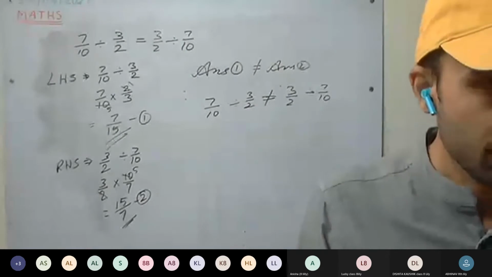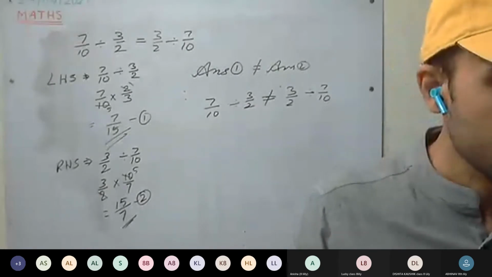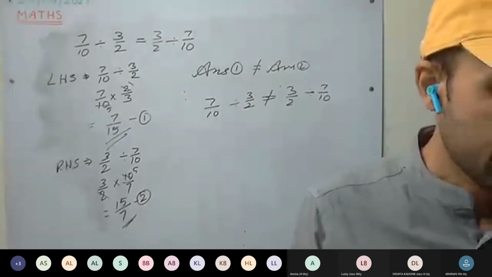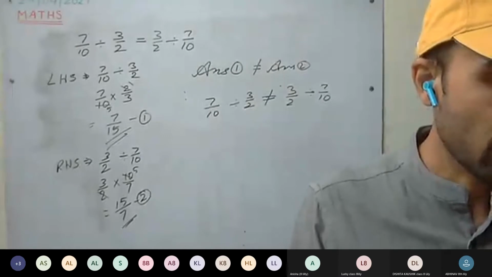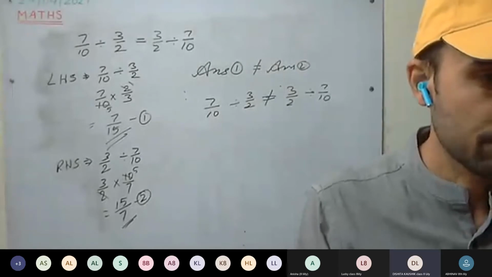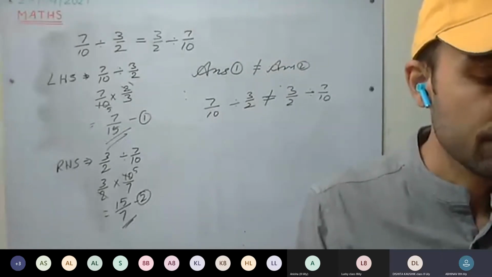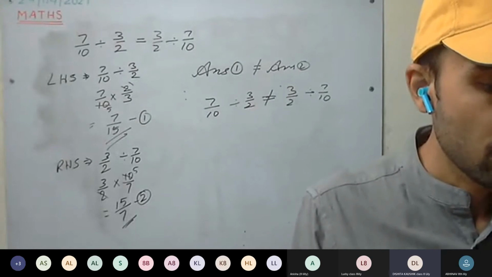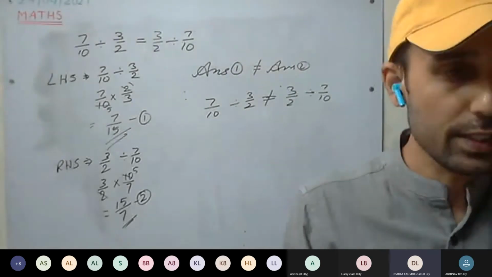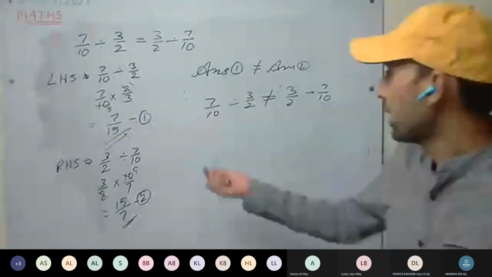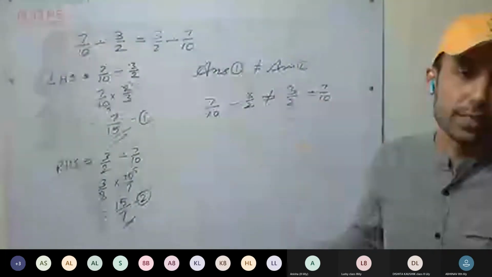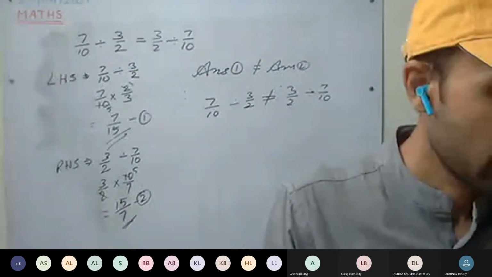Okay. Fourth one. Dishita, you tell whether the fourth one will be true or false. Sir, it is true. It's the commutative property. Commutative property does not hold over division. Okay, so it's true.